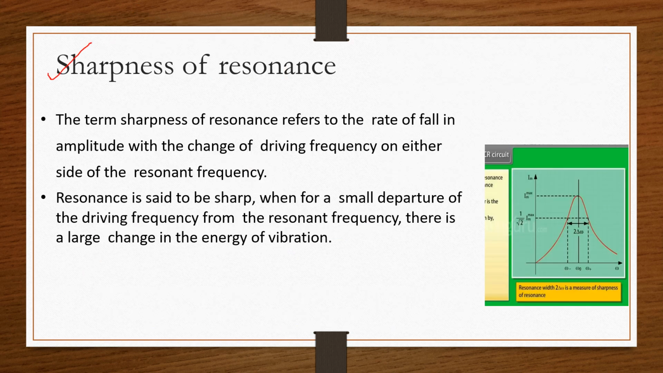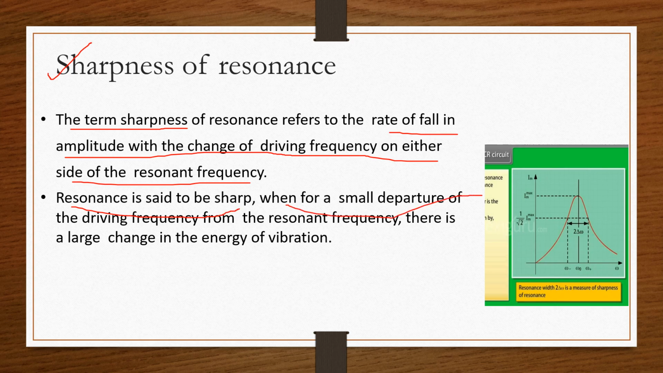Next is sharpness of resonance. The term sharpness of resonance refers to the rate of fall in amplitude with a change of driving frequency on either side of the resonant frequency. Resonance is said to be sharp when, for a small departure of the driving frequency from the resonant frequency, there is a large change in the energy of vibration.